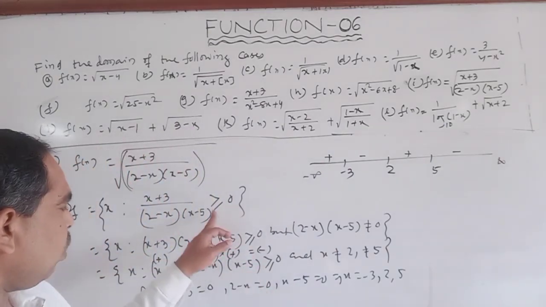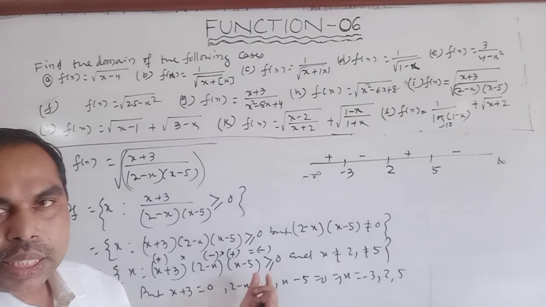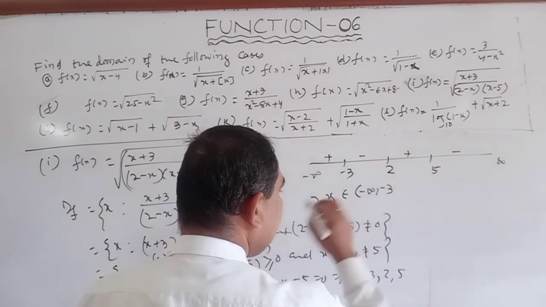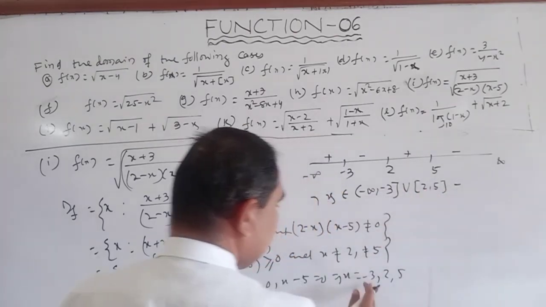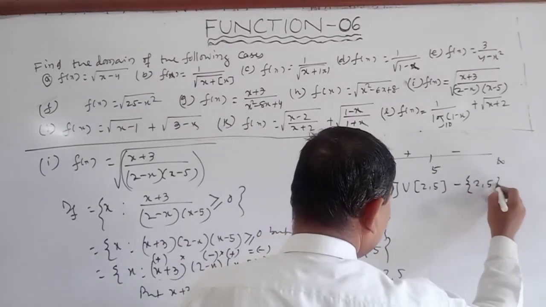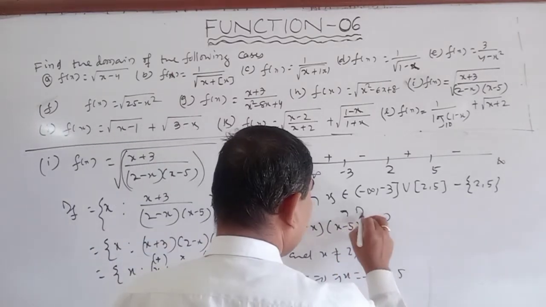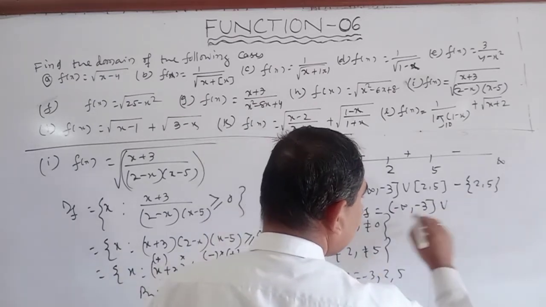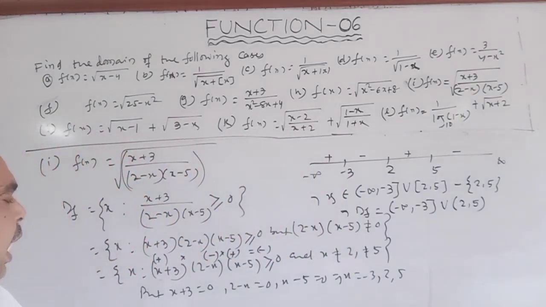Here the given condition is greater than or equal to 0, so take the positive sign. Greater than or equal to 0 means taking the positive sign, less than 0 means taking the negative sign. So x belongs to minus infinity to minus 3, union 2 to 5, minus the set containing 2 and 5, because x is not equal to 2 and x is not equal to 5. So the domain of f is minus infinity to minus 3 semi-open, semi-closed, union the open interval 2 to 5. This is the domain of f.